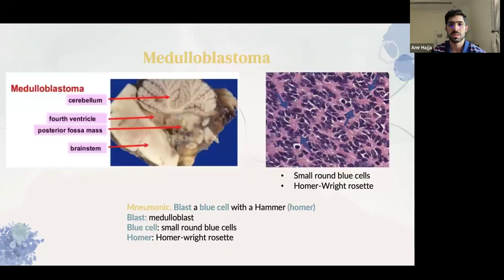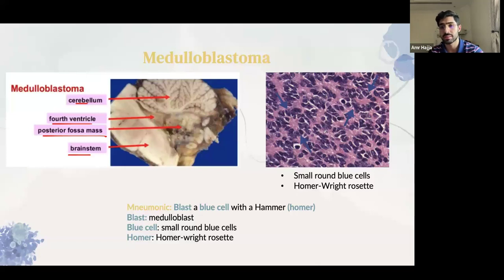So we're done with pilocytic astrocytoma. Then we have medulloblastoma, another tumor that happens in children. Its location is not that important, because it could happen in the cerebellum, the fourth ventricle, the posterior fossa, or the brainstem. Like children's tumors, they are known to happen in these places, so it's not that important to know where exactly. But the most important thing about medulloblastoma is to know its histopathology.